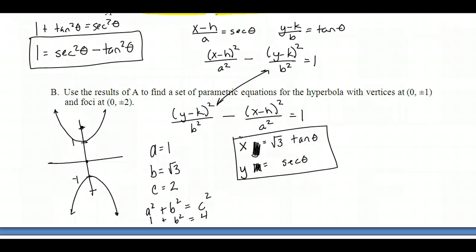So it's kind of weird if it opens up or down. If it's opening up or down instead of to the left and right, then you just have to switch the order of those two things. And you can graph it on your calculator to check to make sure this is the right parametric equation. If it's opening the wrong way, like left and right instead of up and down, all you do is switch your x and y around, and that will switch it.